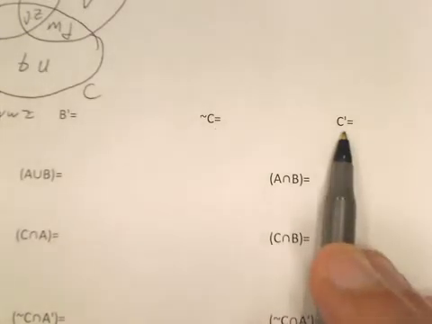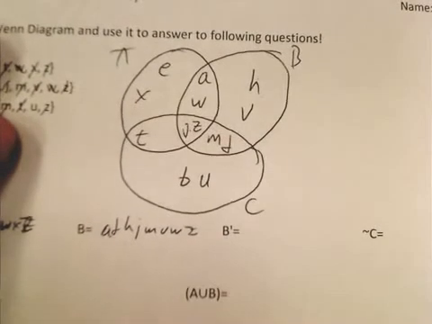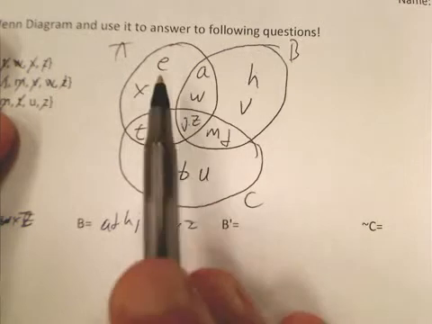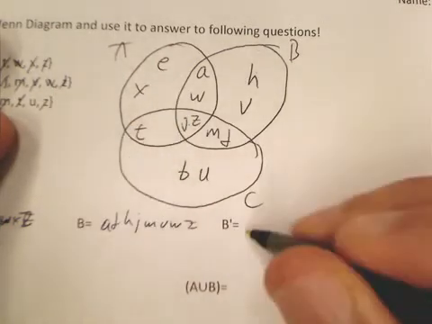So for what's not in B, let me look at my circles. Just list everything that's not in B. So here's circle B. Everything that's not in B: E, X, T, B, U.